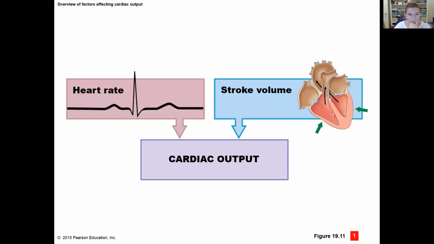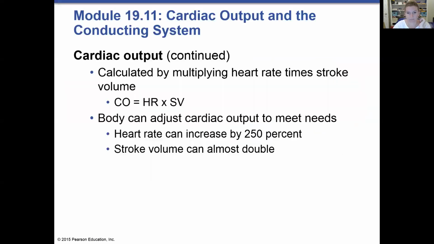So heart rate and stroke volume determine cardiac output. Makes sense. If we're measuring how much blood we pump out per minute, we need to know how many times we beat and how much we beat out. So it's calculated CO equals HR, heart rate, times stroke volume. That's the tricky math for you. It's really not tricky.